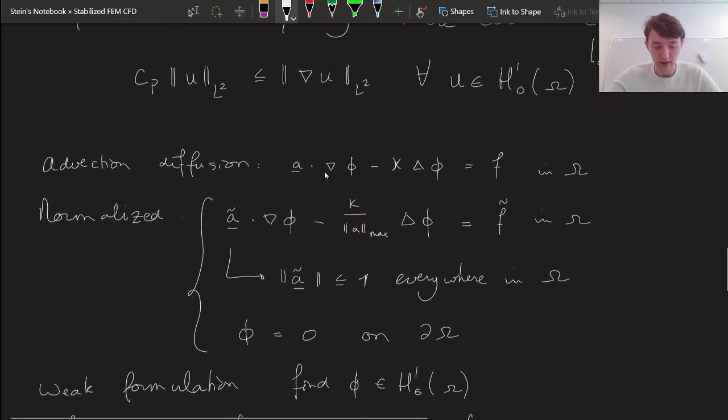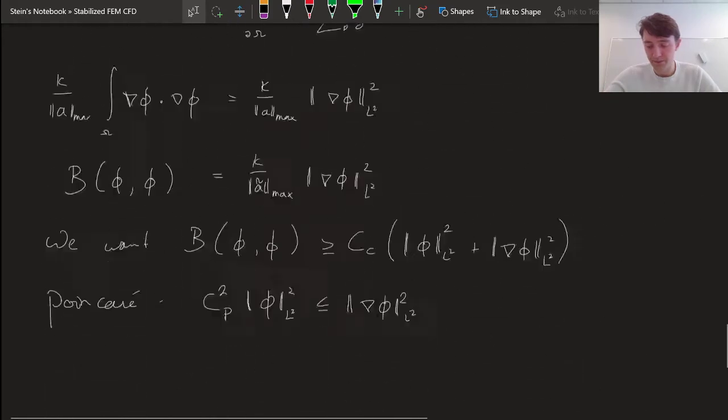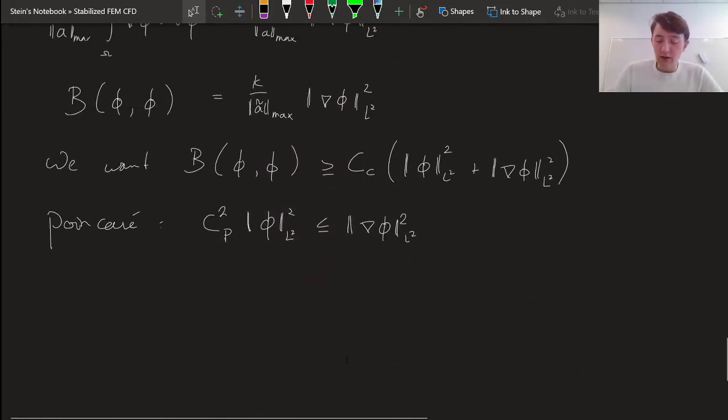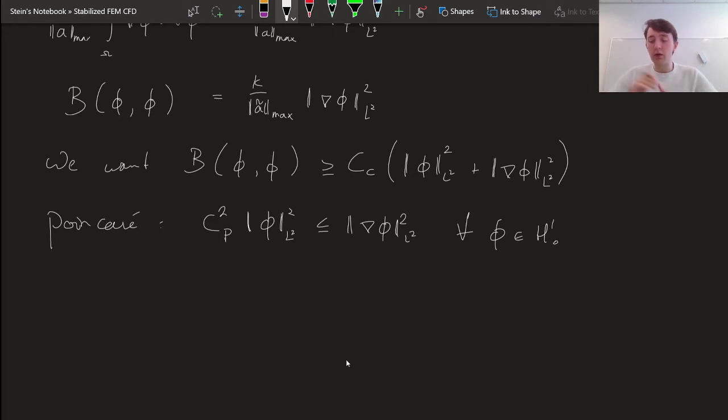Did I say that right? Yeah. And this is true for all functions phi in H1, 0. Now, we're looking for functions phi in H1, 0, so that's fine. We can use this inequality.